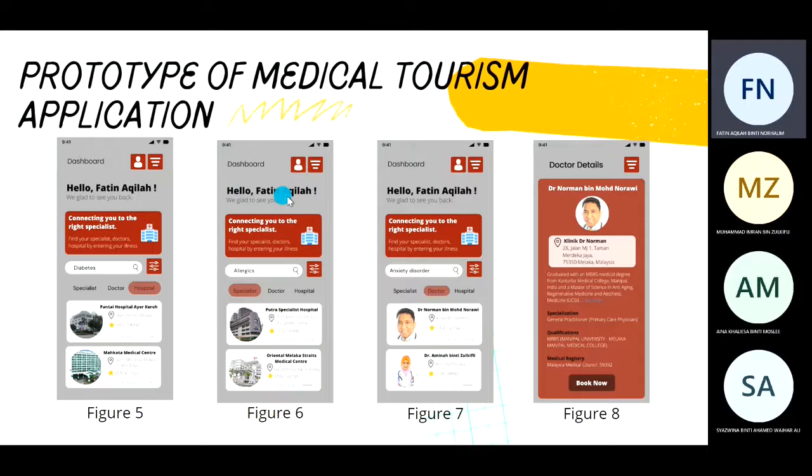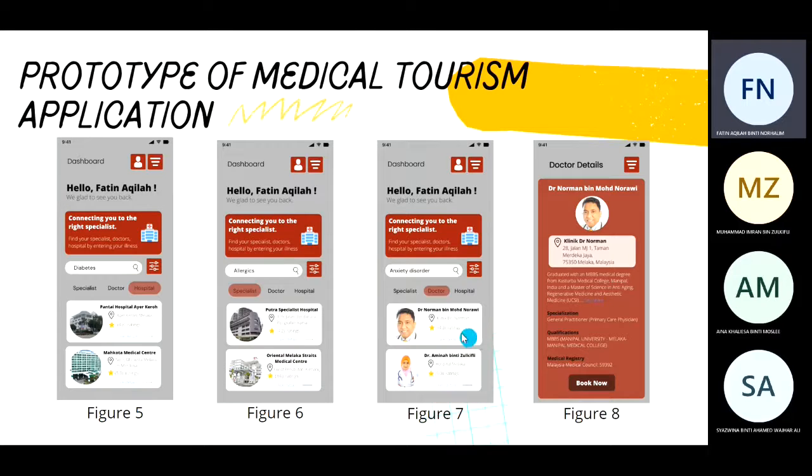For figure 6 is an example for search specialist for allergies. So this is a list of specialists. It's same as figure 5, which is we can see their image, their name, their location, and their rating, also the details. For figure 7 is to search doctor for anxiety disorder. So the system will display list of the doctor.